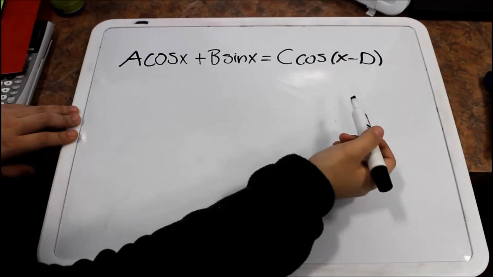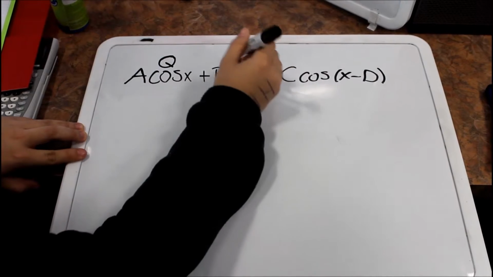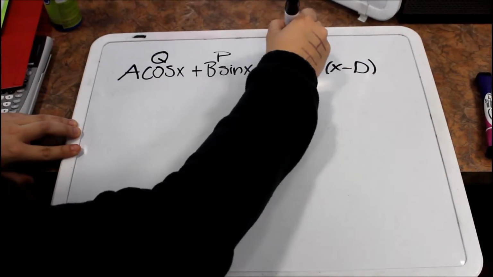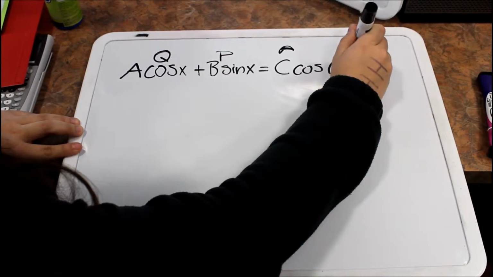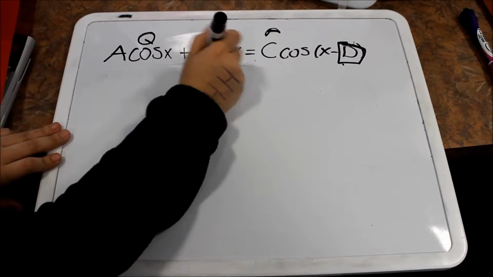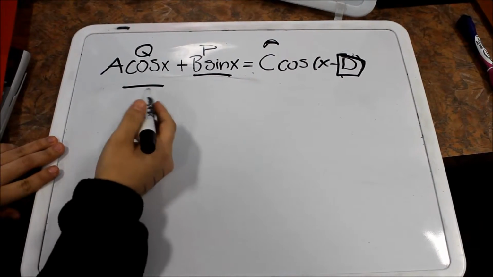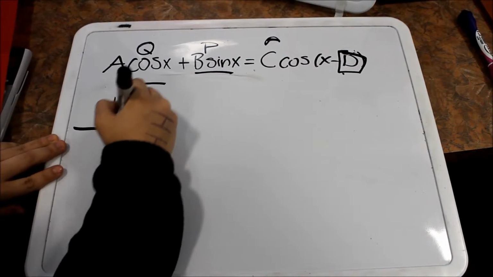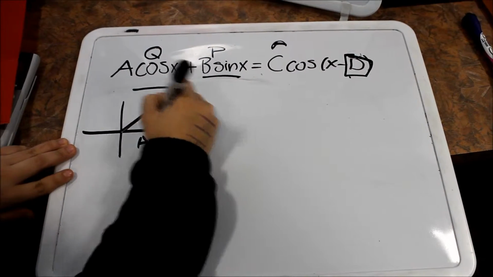So this equation that we have here is the same as q cosine x plus p sine x equals a cosine of x minus c. And now we're going to be focusing on different ways to solve for D. Depending on the sign of your sine and cosine, draw your triangle in its appropriate quadrant. In this case, both of these are going to be positive, so we're going to draw our triangle in the first quadrant, and then you can label all parts of it.